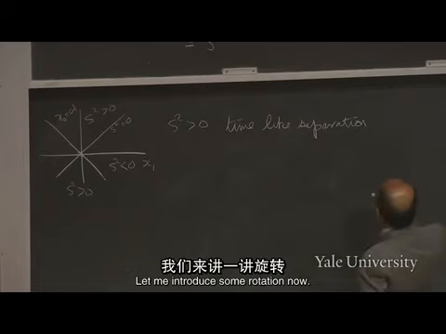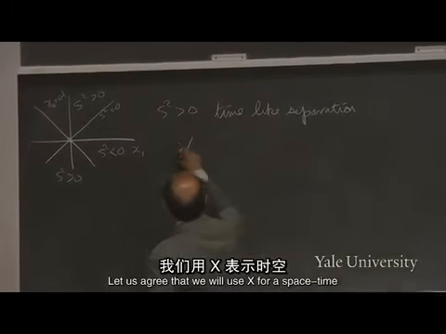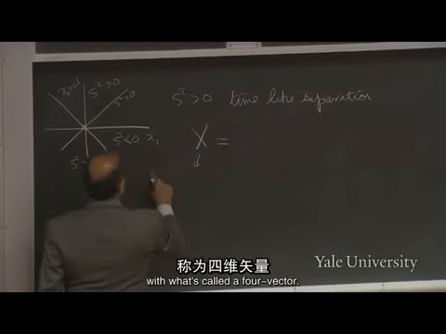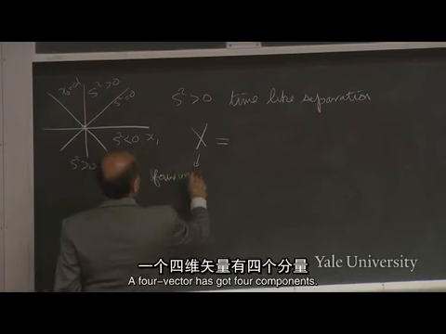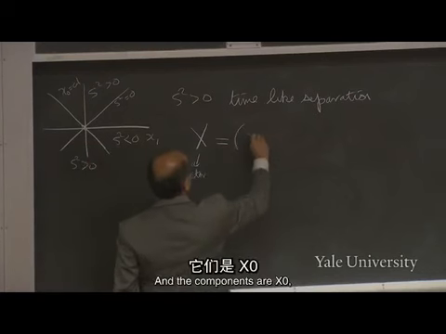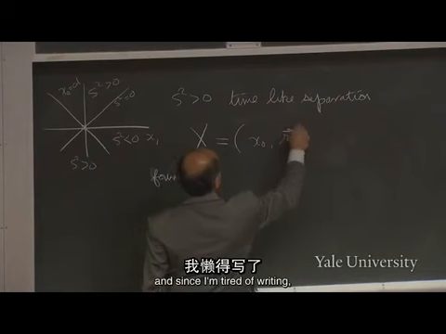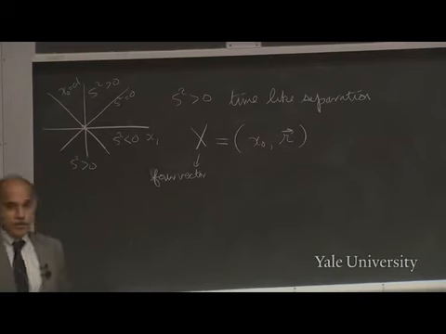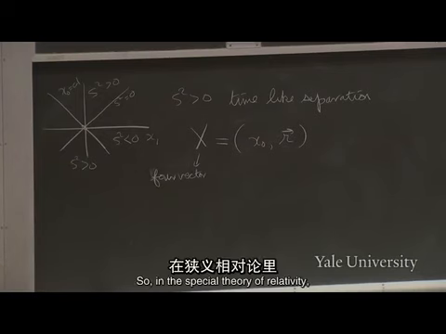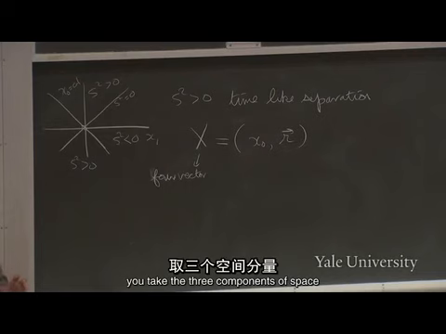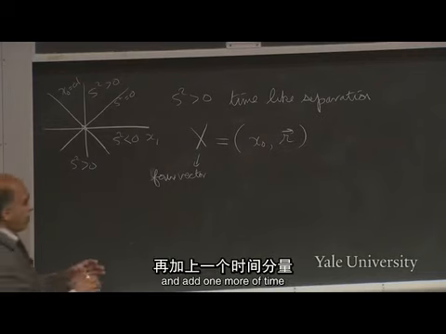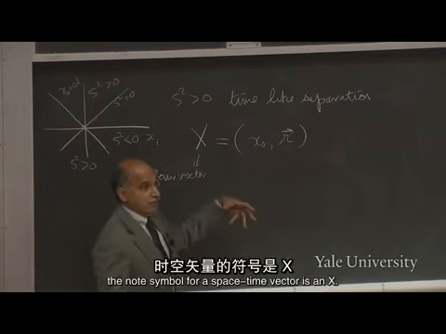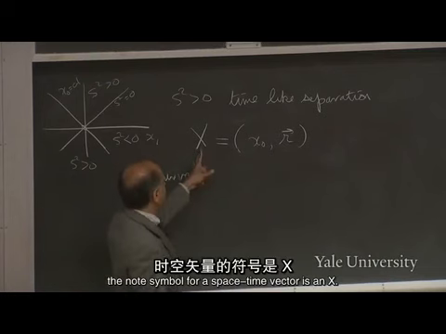Let me introduce some notation now. Let us agree that we will use capital X for a space-time point, which is what's called a 4-vector. A 4-vector has 4 components, and the components are x0, and since I'm tired of writing x1, x2, x3, I will call it R. So in the special theory of relativity, you take the 3 components of space and add one more of time and form a vector with 4 components. And we will agree that the symbol for a space-time vector is a capital X.